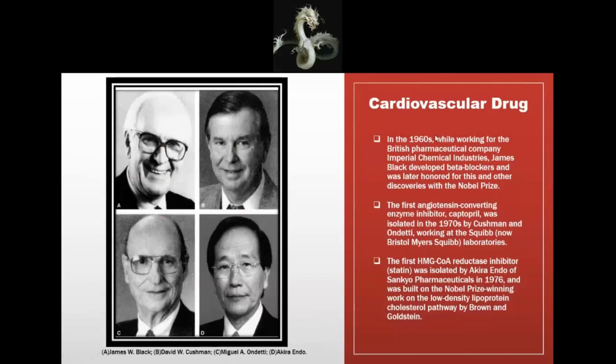In the 1960s, James Black developed beta blockers and was later honored for this and other discoveries with the Nobel Prize. And then we also can see here the first angiotensin converting enzyme inhibitor, captopril, was isolated in the 1970s by Cushman and Ondetti. They worked at the Squibb, which is now known as the Bristol Myers Squibb Laboratories. And then we can see here the first HMG-CoA reductase inhibitor, or statin, was isolated by Akira Endo of Sankyo Pharmaceuticals in 1976 and was built on the Nobel Prize-winning work on the low-density lipoprotein cholesterol pathway by Brown and Goldstein.